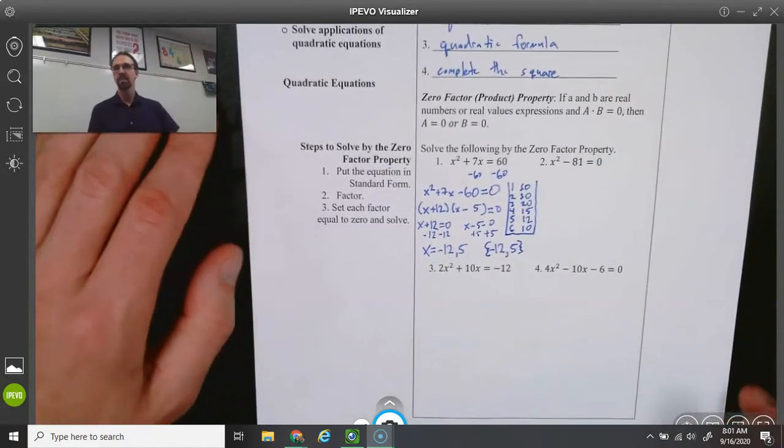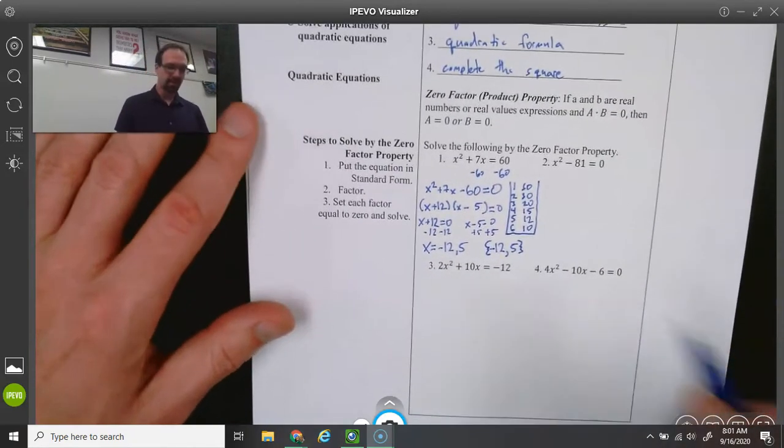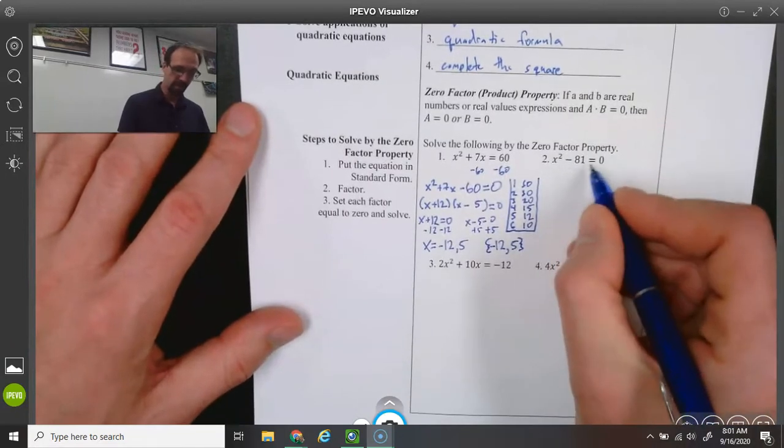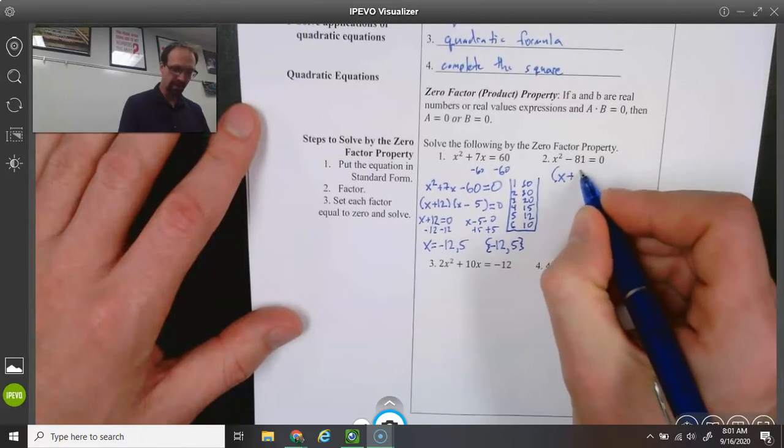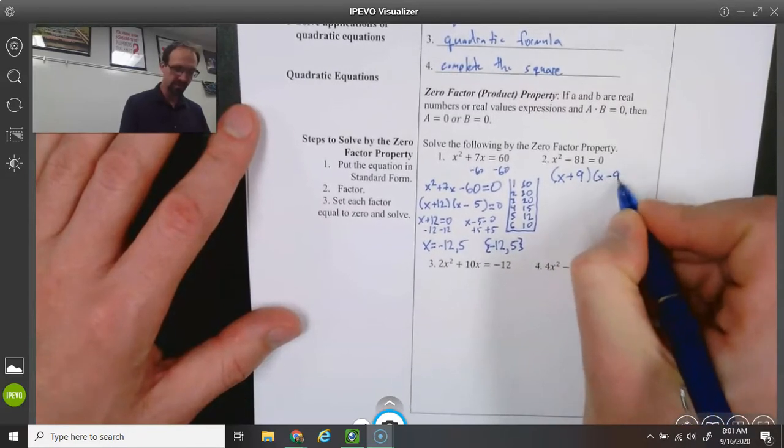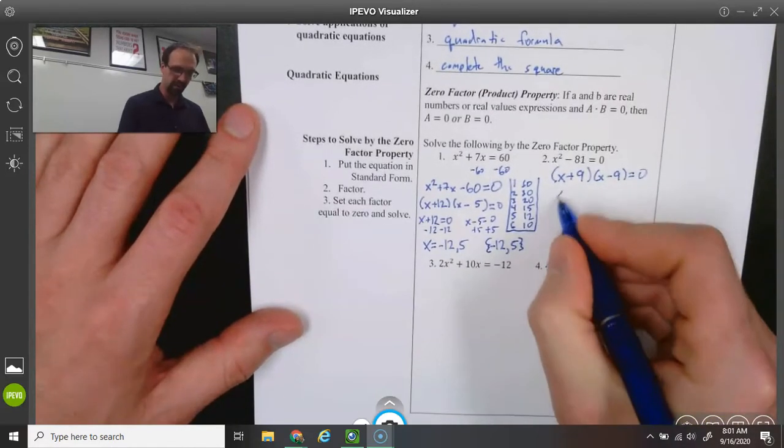That's just another way. Number 2. So this, again, factoring. This one I can factor. This is a difference of squares. So I know that that's going to be x plus 9 and x minus 9. Set both of those equal to 0 and then solve.